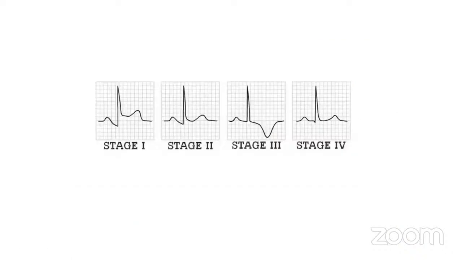Usually, the ECG of a patient with pericarditis has four stages. Stage one is ST elevation, stage two is pseudonormalization, and stage three is actually T wave inversion, and then stage four is normalization of the ECG. This can happen over a course of weeks to months.